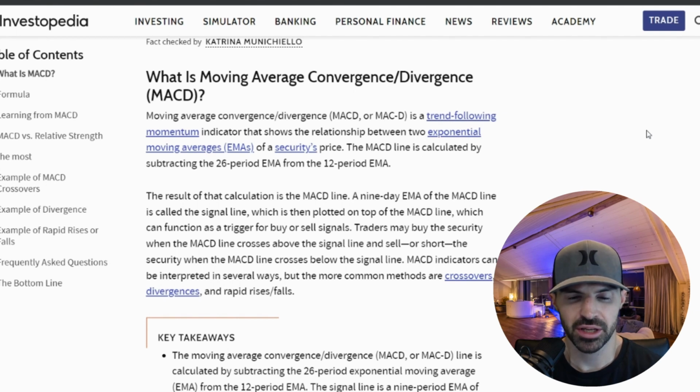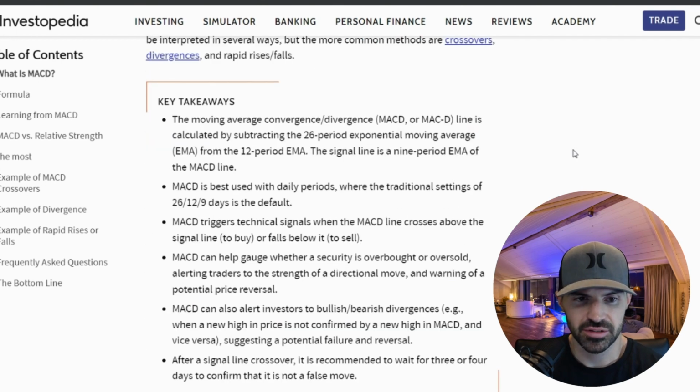Traders may buy the security when the MACD line crosses above the signal line and sell or short the security when the MACD line crosses below the signal line. MACD indicators can be interpreted in several ways, but the more common methods are crossovers, divergences, and rapid rises and falls.